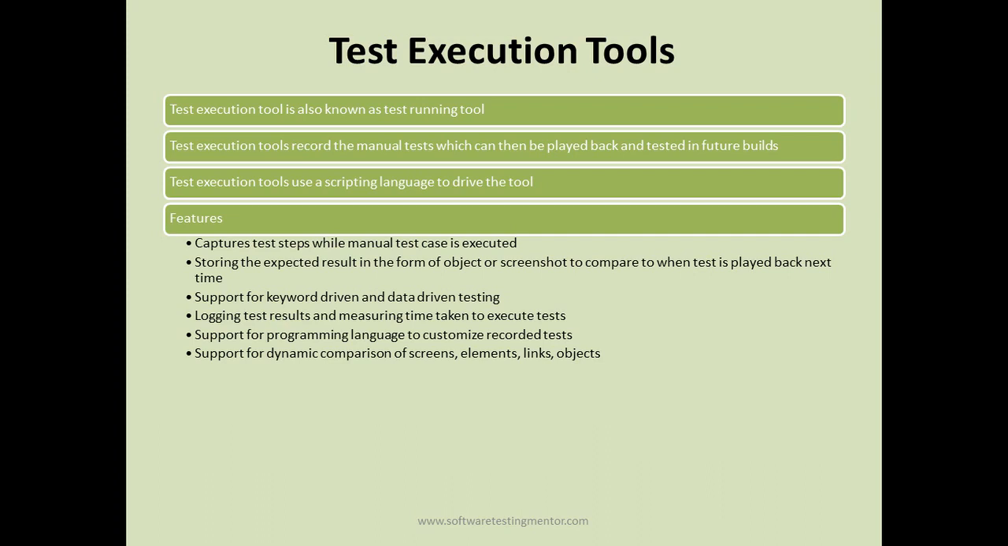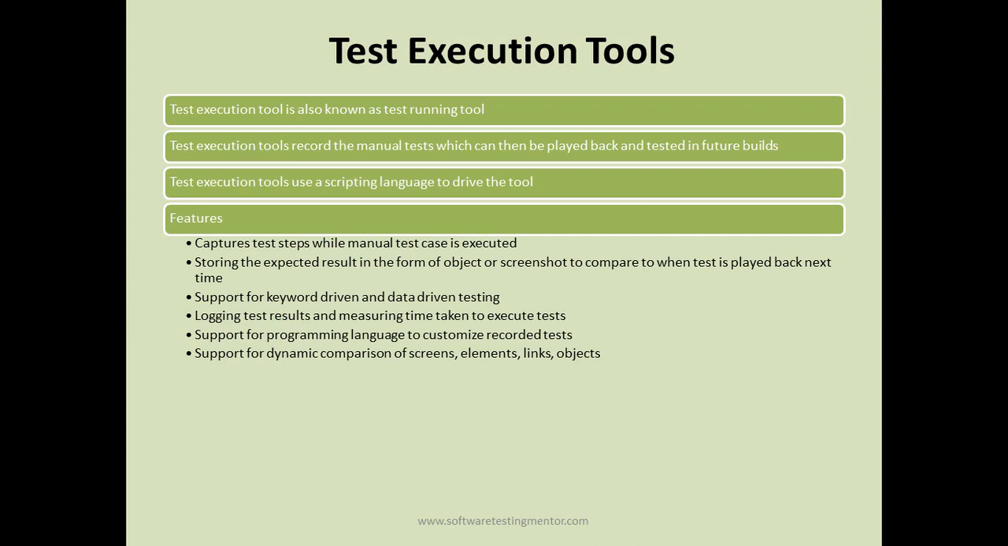Then support for keyword driven or data driven testing. That's another very common kind of framework, and keyword driven or data driven frameworks are most widely used in automation testing. So automation tools also support keyword or data-driven testing frameworks. Then logging test results and measuring time taken to execute tests. This is very common functionality which every automation tool or test execution tool provides, that you can log the test results, what the test results are, and then measure how much time it took to execute those tests.